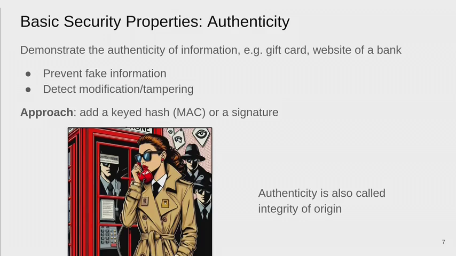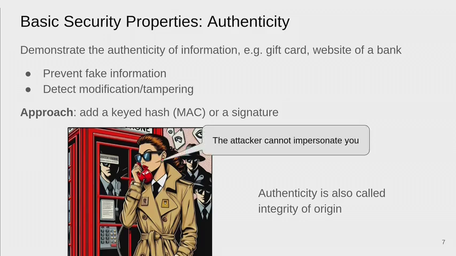You could add a keyed hash, a MAC, or a signature, and whatnot. This is also called integrity of origin sometimes. And here, this would mean that the attacker cannot impersonate you, again, using the AI system. So the attacker cannot speak in your voice or just replay some of the recordings that you had. So this means that you are the person making the phone call, that you're the person who is actually calling at the moment and giving this information.